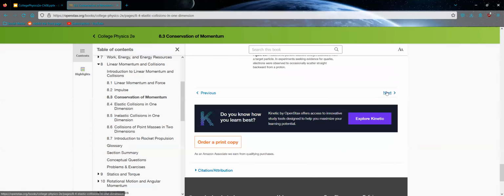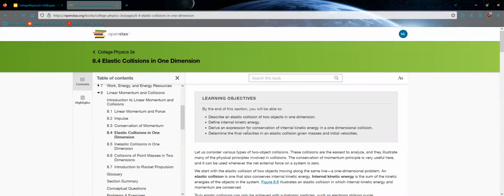Cool. Let's go on to collisions now. So conservation of momentum, as I said before, says that both sides of the equation need to equal out, because you can't lose energy without accounting for it, and therefore you can't lose momentum without accounting for it.